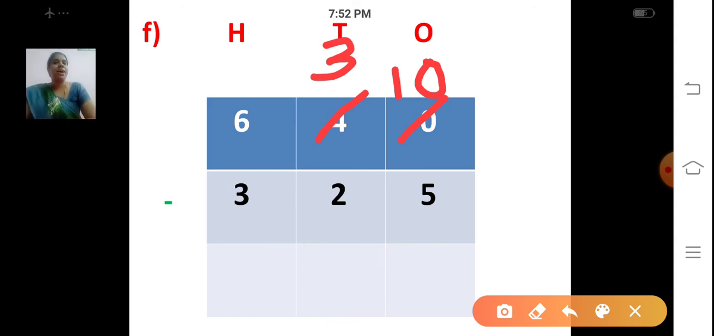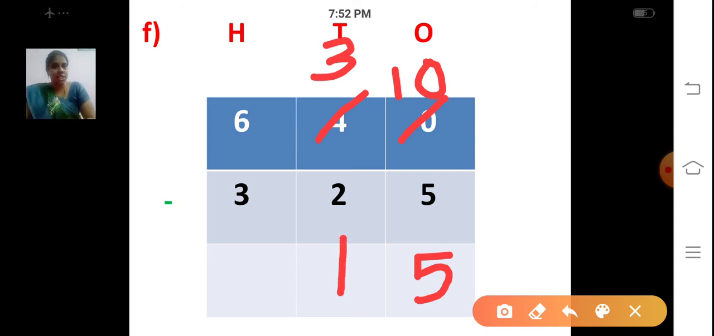Now subtract 10 minus 5. 10 minus 5 is 5. 10 ones minus 5 ones is 5 ones. Now subtract the tens place. 3 tens minus 2 tens. 3 minus 2 is 1.